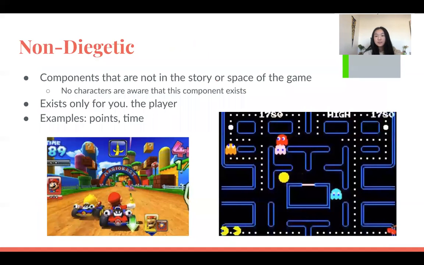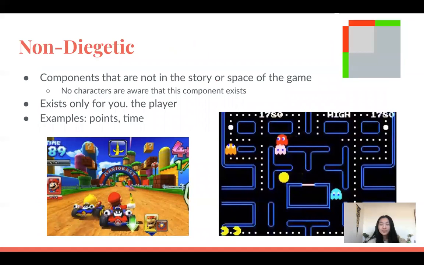Hopefully my camera doesn't block the little chart that we have in the corner, but we're starting off in the first quadrant. This is non-diegetic, which means that it's not in the game story and it's not in the space of the game. So no characters are aware that this component exists. These types of components exist only for you, the player. Some examples of non-diegetic elements are a number for points and something like the time. We can see examples of this in Mario Kart and in Pac-Man.